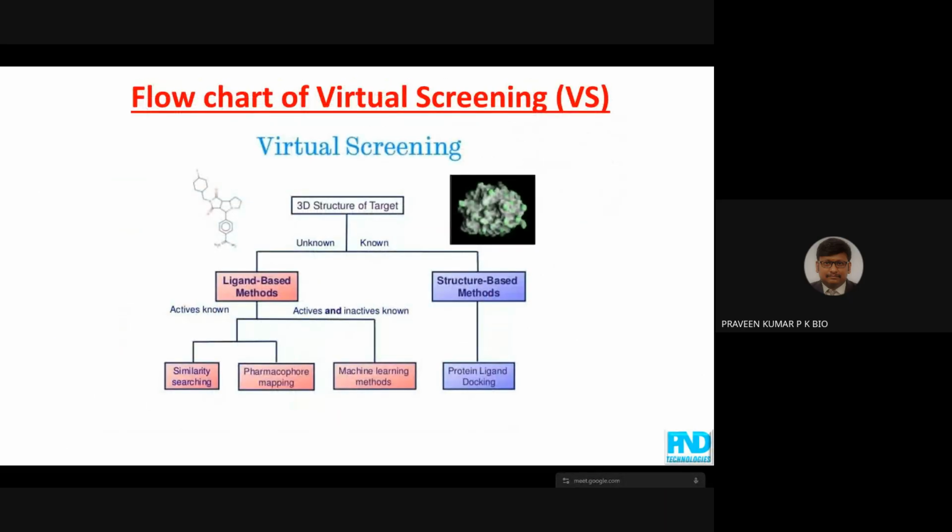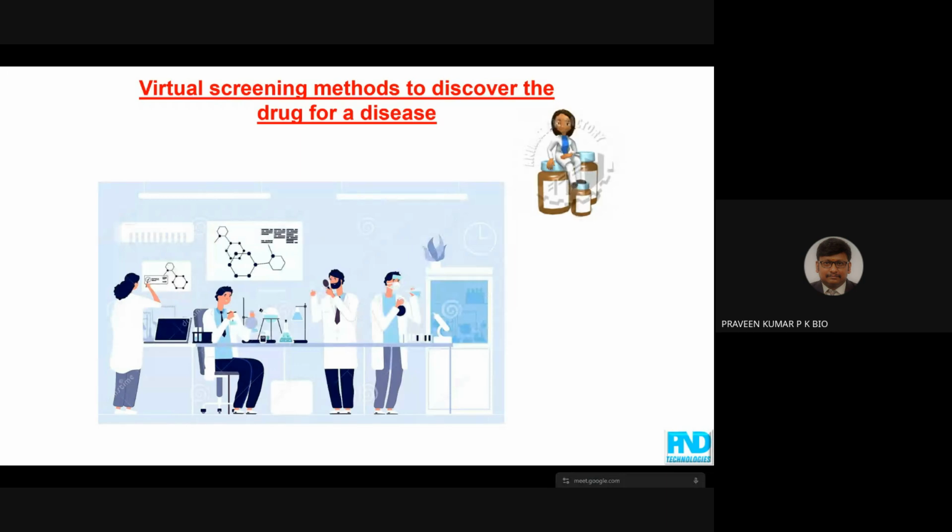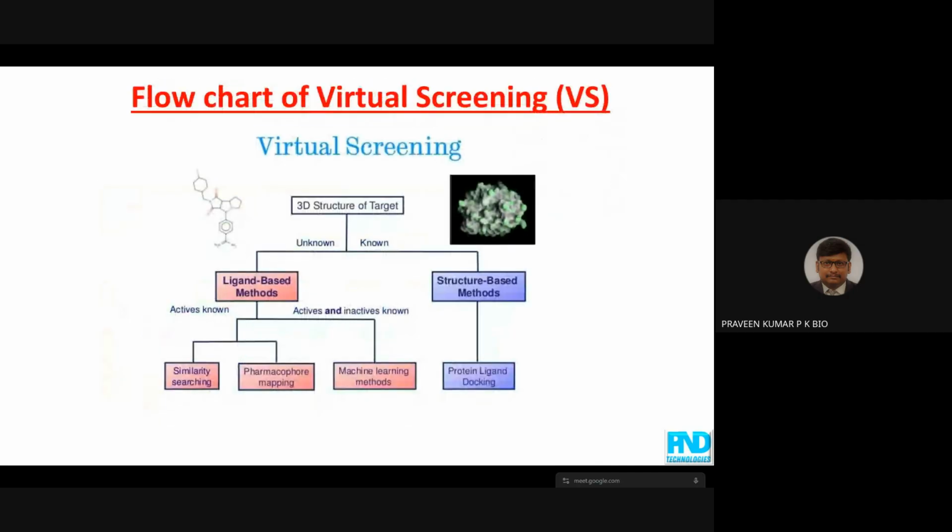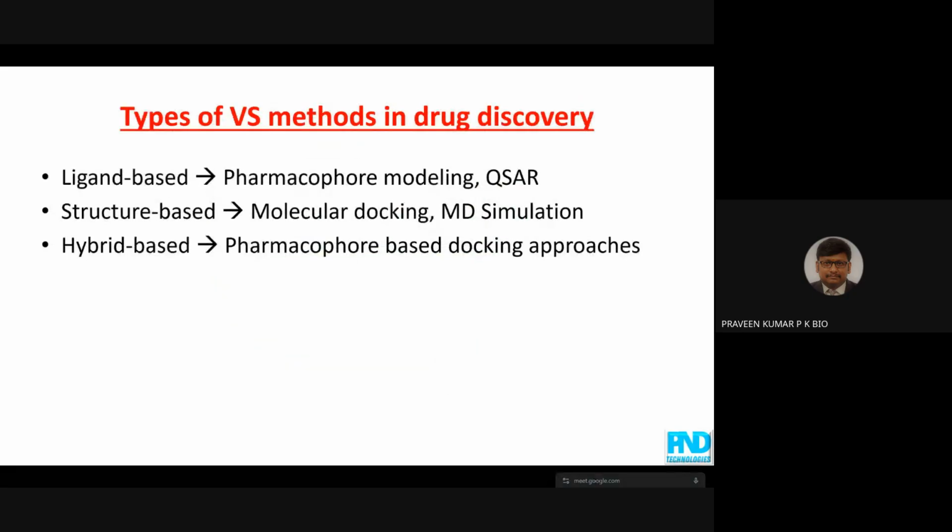Now let me take you through virtual screening. What do we mean by virtual screening? I just mentioned screening multiple ligands with a target receptor. This can be done through ligand-based methods or structure-based methods. In structure-based methods, we use protein-ligand docking. In ligand-based methods, we can use similarity searching, pharmacophore mapping, and machine learning methods. Ligand-based virtual screening methods include pharmacophore modeling and QSAR, and structure-based methods include molecular docking and MD simulation.